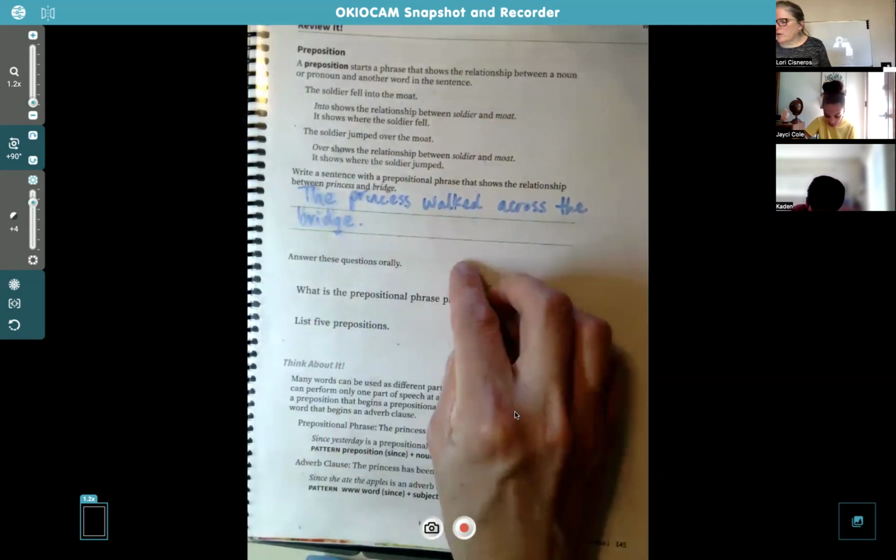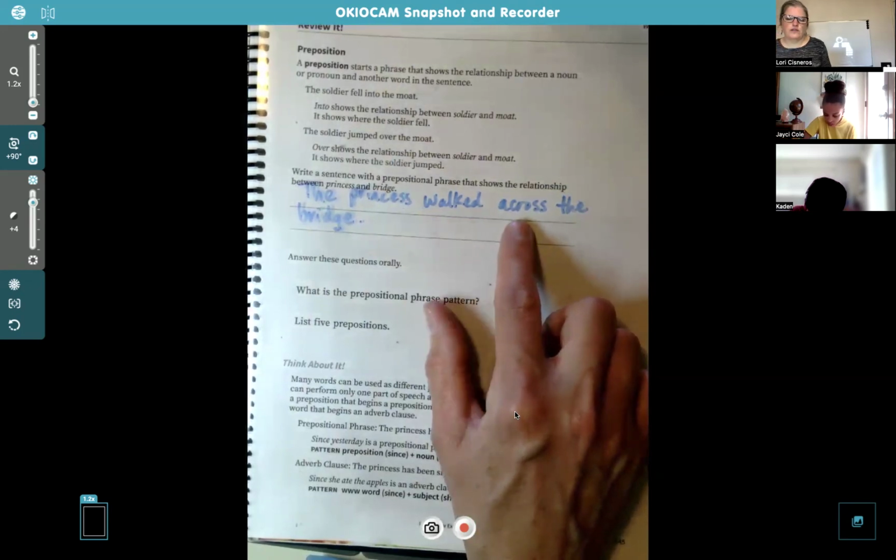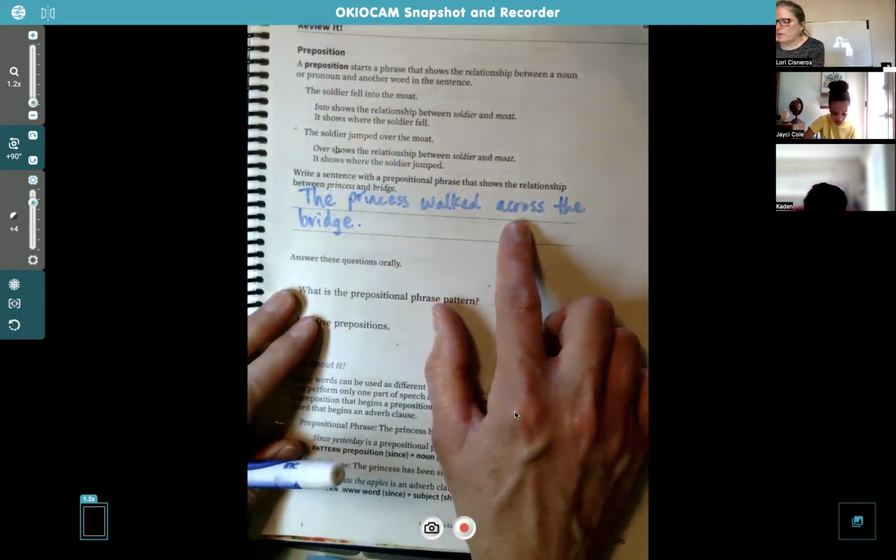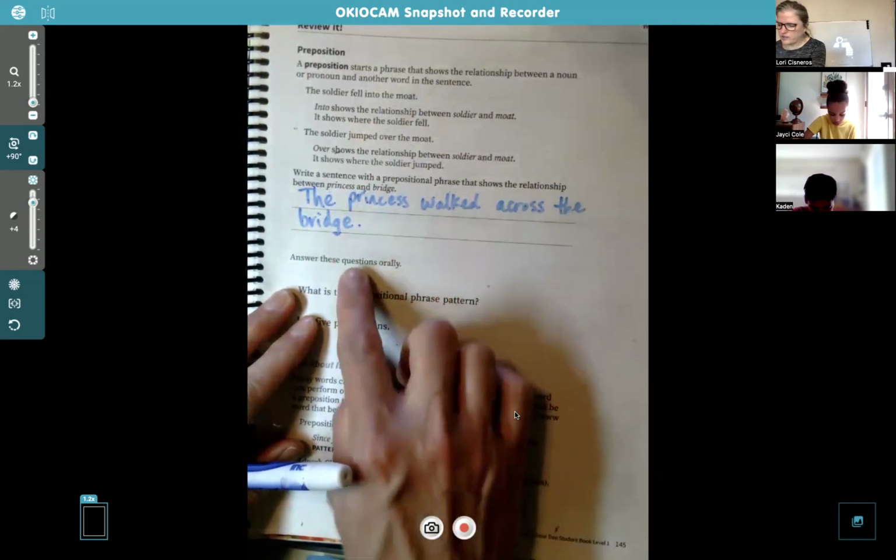Princess walked across the bridge. So across, for this one that I wrote, is the preposition. So the prepositional phrase would be across the bridge. That's the phrase.